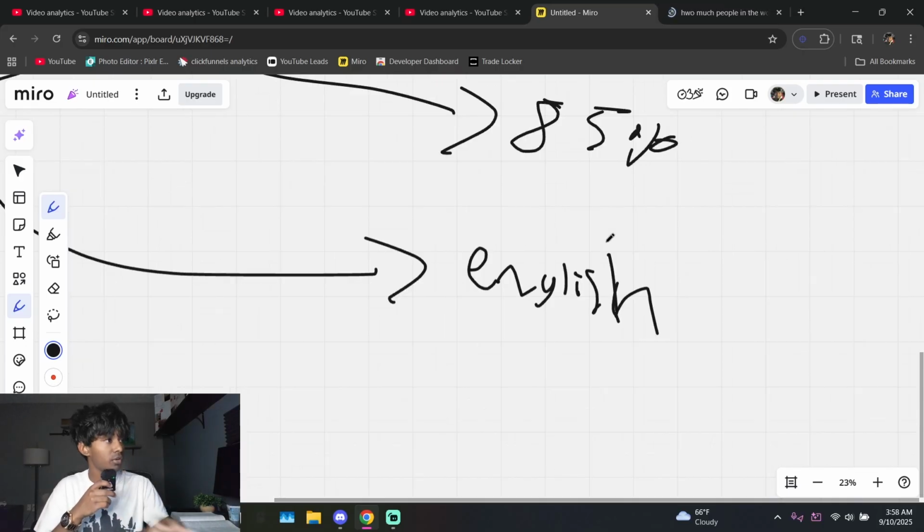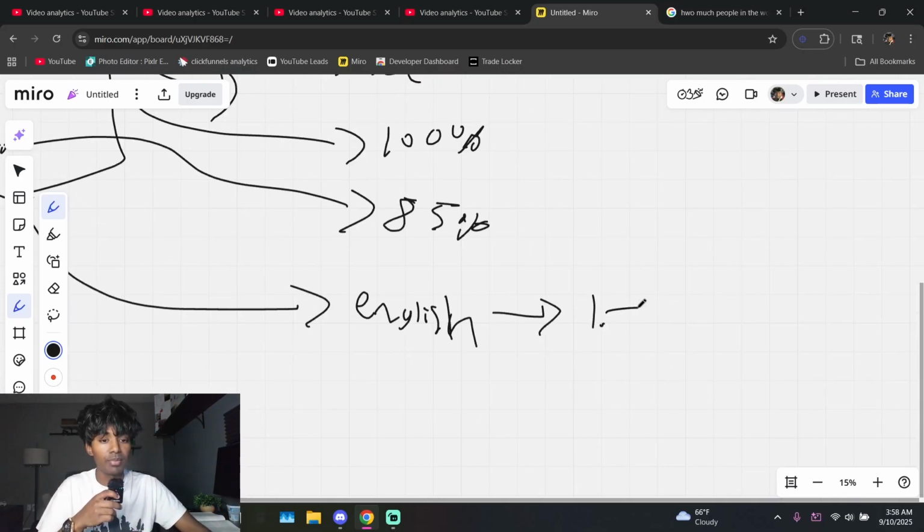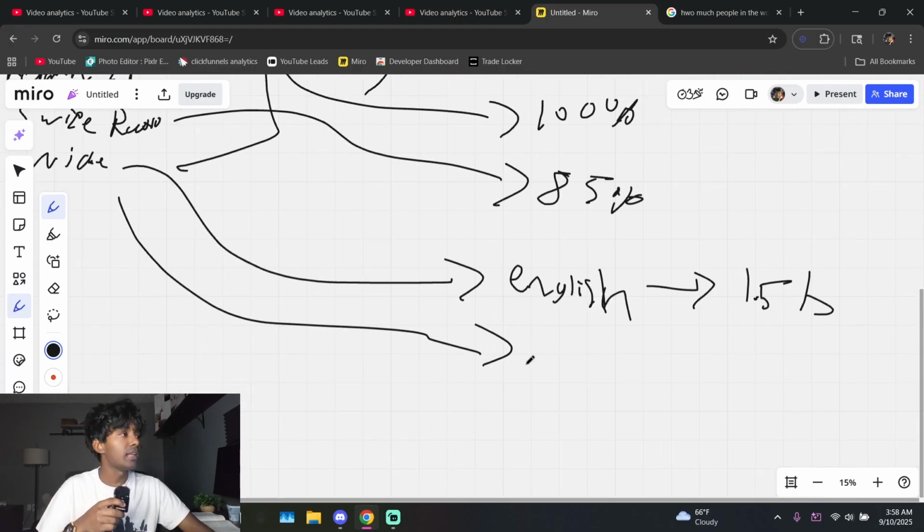Guys, if you are only targeting English people, you're limiting yourself to around 1.5 billion people per month who can see your stuff. And that sounds like a lot of people, but there's channels that are getting 3 billion people a month. And if you're wondering, okay, well, how are they getting more people if they're only targeting English people? Well, it's because they're not. The content they're making is targeted towards anyone in any language.